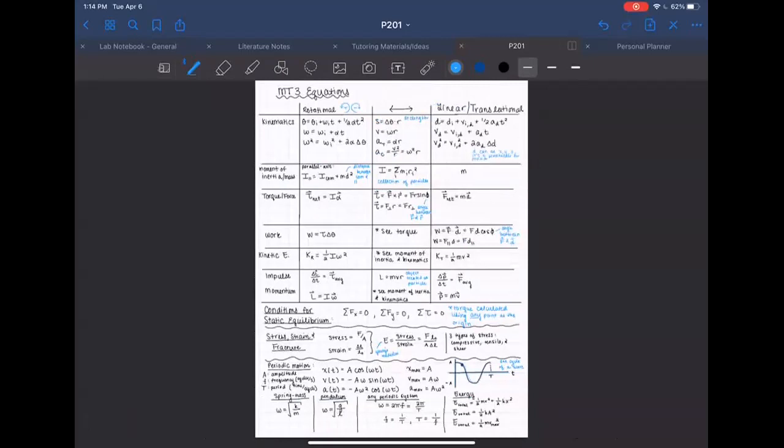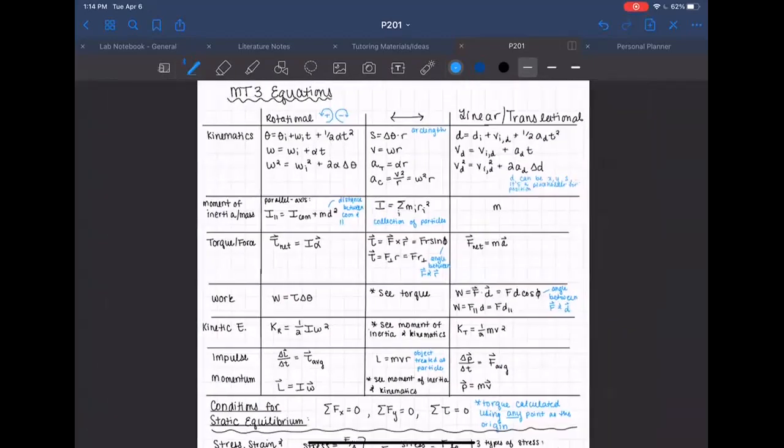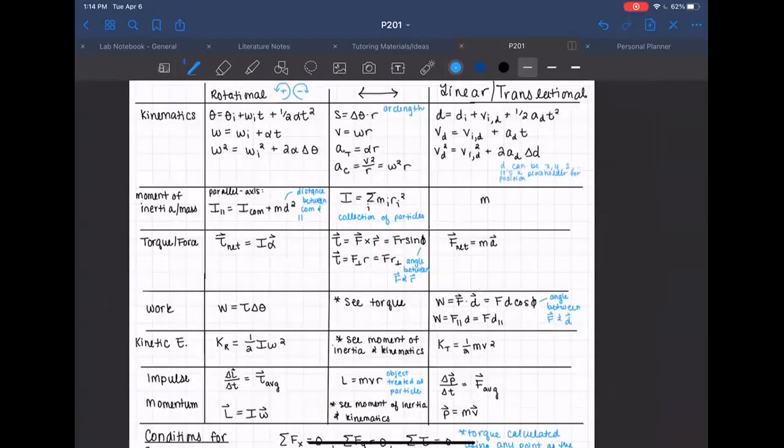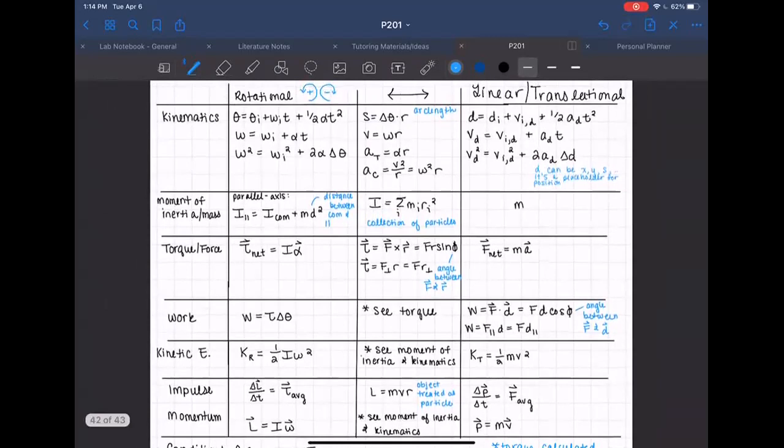You want me to zoom in on the chart itself, Caitlin? Yeah, that would be helpful. Okay. Let's see. I know this is in my handwriting, but I have a very similar, if not identical chart in the rotational work energy and momentum video that I just posted. You could take a screenshot of it at the end also.